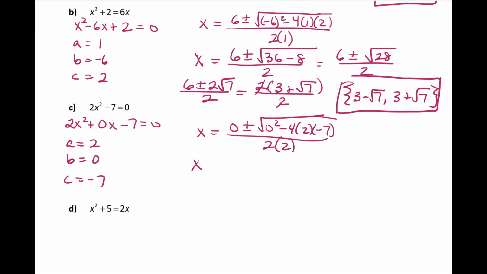So we have 0, which we don't need to say, right? When we add it to or subtract from 0, we don't really need to put that 0. So we really have plus or minus the square root of, and negative 4 times 2 times negative 7 is a positive number. That'll be 42 over 4.